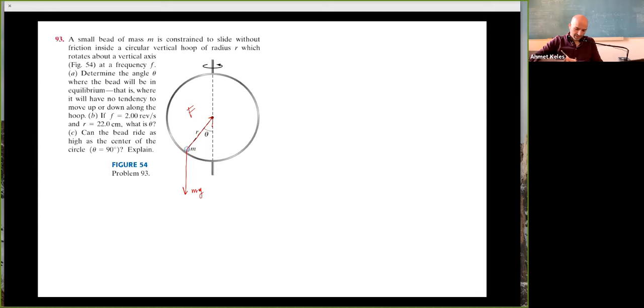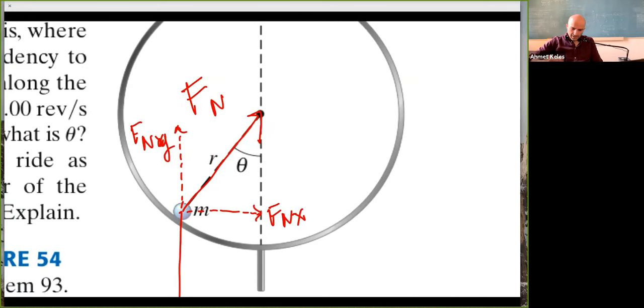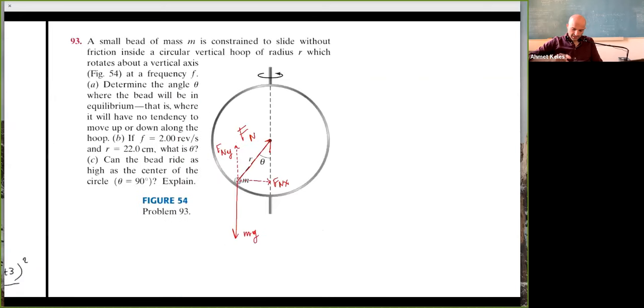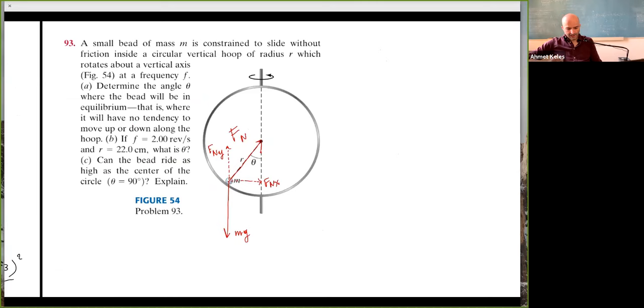Now, F normal has two components. Let's call them F normal X and F normal Y. I mess up X and Y, what's happening? So these are the components. Let me make it look a little prettier. This is Y. Okay, that one is good. So you said start with a free body diagram, and I started with a free body diagram. And then what?